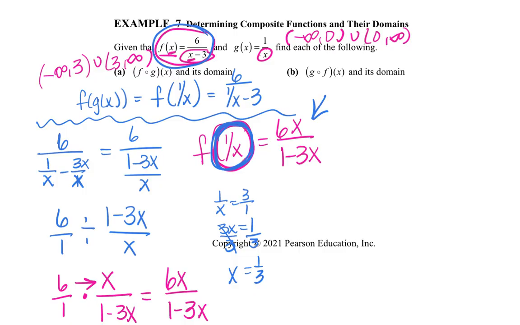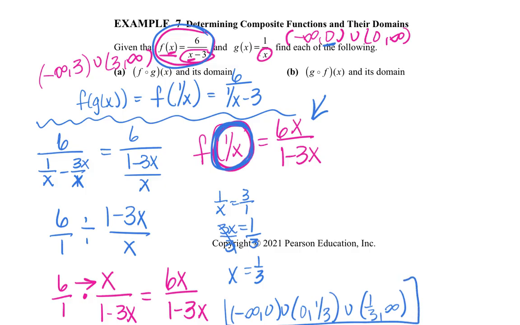So then we go through here and we're like, okay, then I know that x cannot be 0, x cannot be 3, x cannot be 1/3. So as a whole, the domain is negative infinity to 0, 0 to 1/3, and 1/3 to infinity. So that is the domain of the f of g of x.